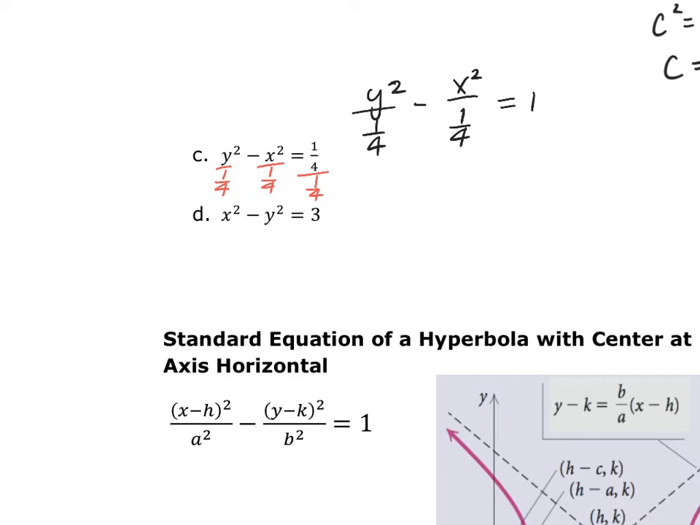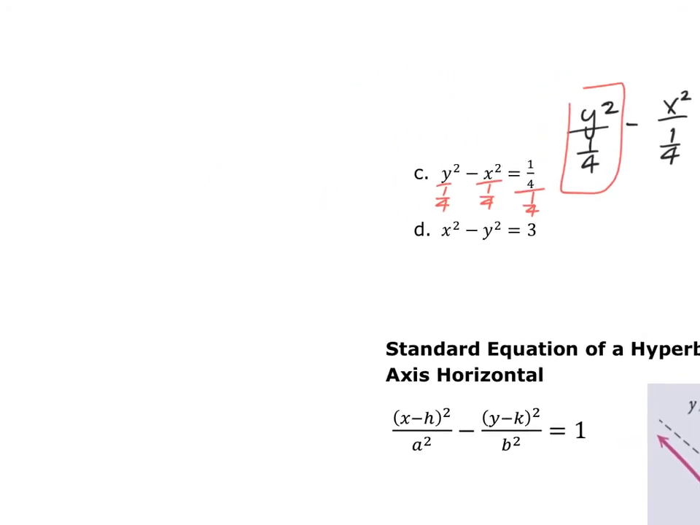Now when I draw this, it's obviously not going to be to scale. Which way am I going to open? Am I going to open up and down or left and right? And how do you know? Because y is positive. Because y is positive, we are going to be opening up and down.